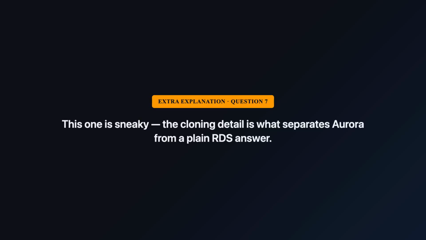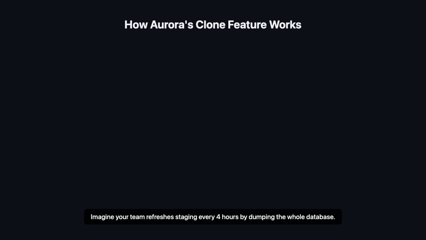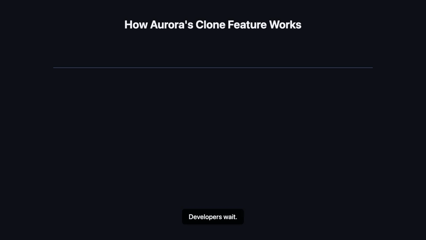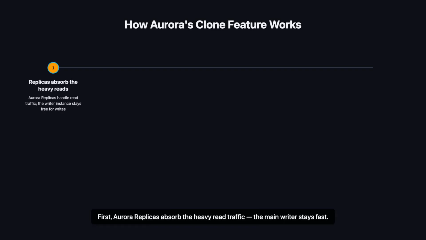This one is sneaky. The cloning detail is what separates Aurora from a plain RDS answer. Imagine your team refreshes staging every 4 hours by dumping the whole database. Production crawls. Developers wait. Here's what Aurora changes. First, Aurora replicas absorb the heavy read traffic. The main writer stays fast.